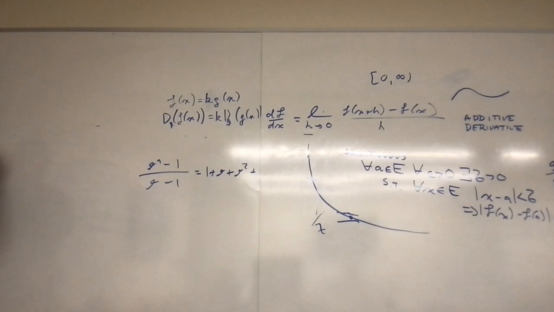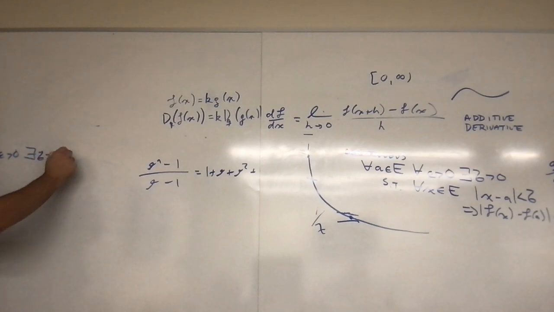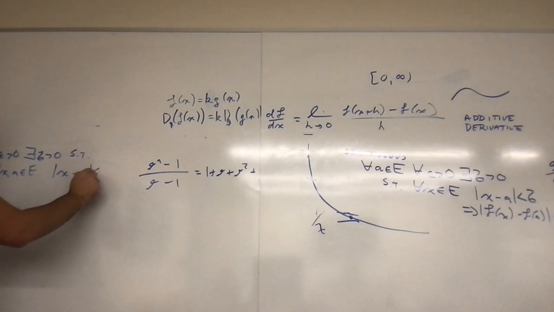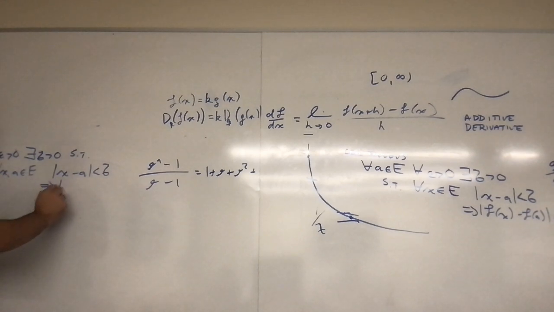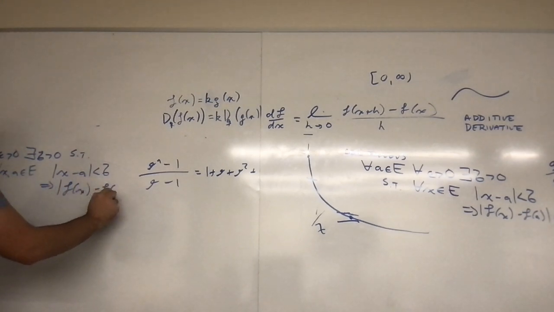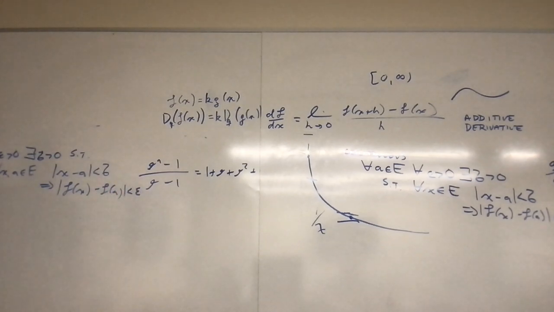With uniform, it's for all epsilon greater than 0, there exists a delta greater than 0, such that for all x and a in E, the absolute value of x minus a is less than delta implies that the absolute value of f(x) minus f(a) is less than epsilon. So the a goes from the beginning to here. If you read it out, all that you know when you have to pick that delta is epsilon. You don't know a, the point that you're looking at.